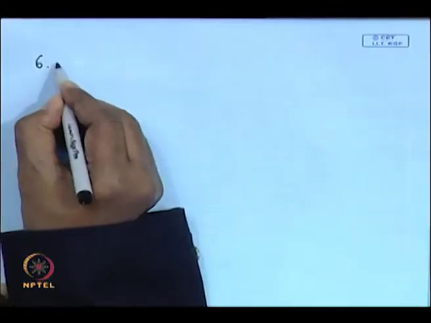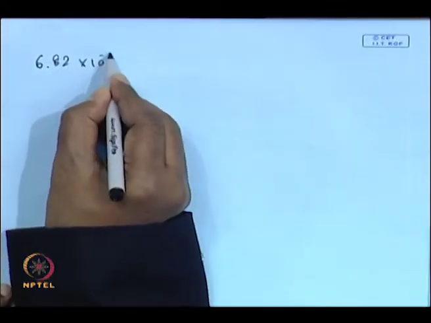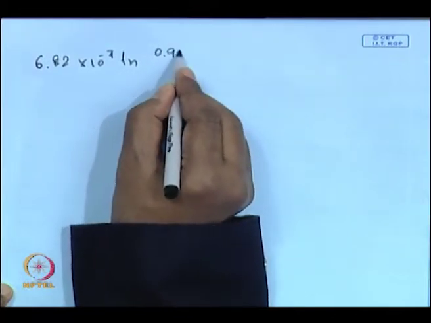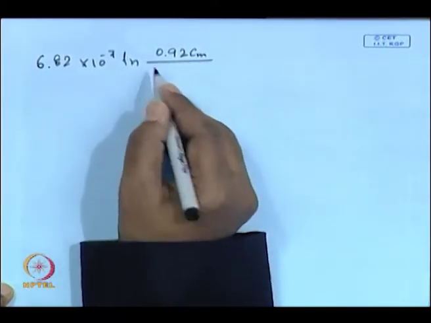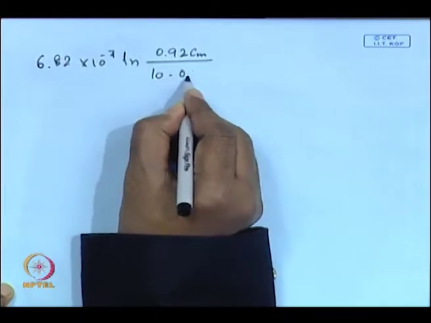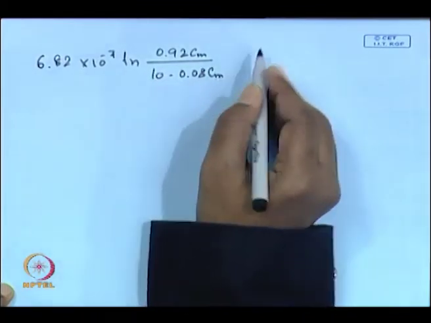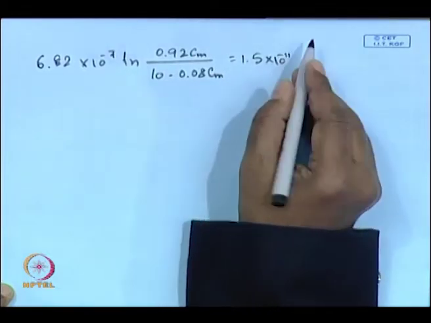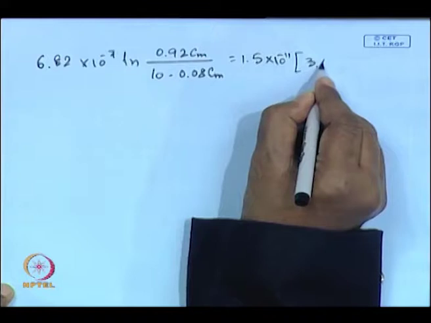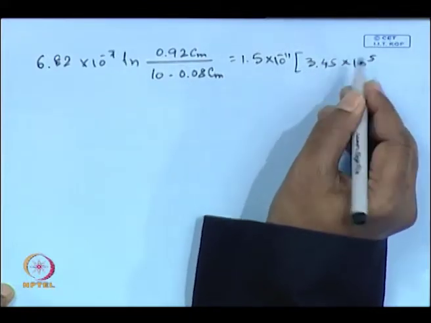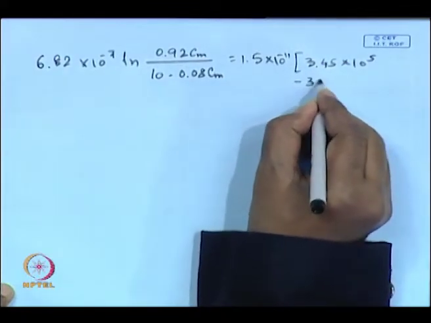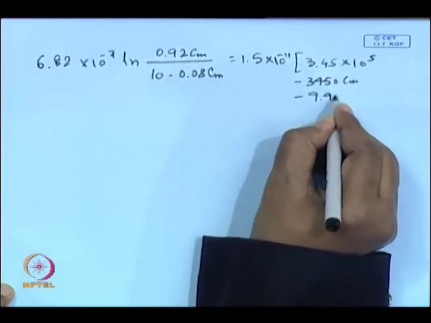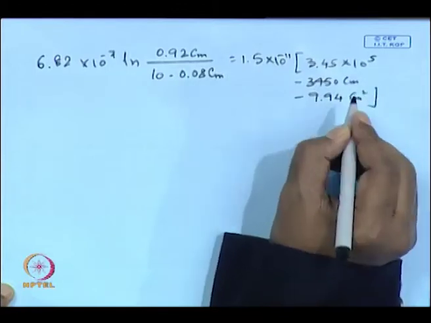Now, if you really put the values of different quantities in this equation, this turns out to be 6.82 into 10 to the power minus 7 ln of 0.92 Cm divided by 10 minus 0.08 Cm, is equal to 1.5 into 10 to the power minus 11, that is the value of Lp, times 3.45 into 10 to the power 5, that will be the value of del P, minus 3450 Cm minus 9.94 Cm square.